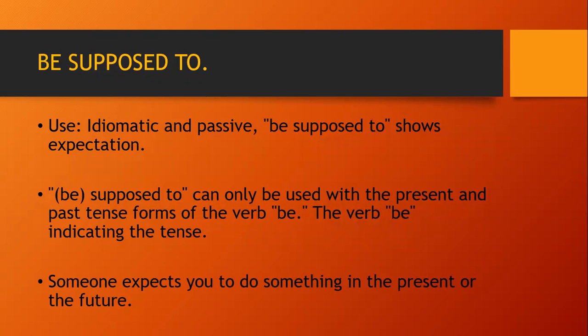It is idiomatic and passive. Be supposed to shows expectation. Something that you were supposed to do, but you didn't do it, okay? Be supposed to can only be used with the present and past tense forms of the verb to be. The verb be indicates the tense. Someone expects you to do something in the present or the future.